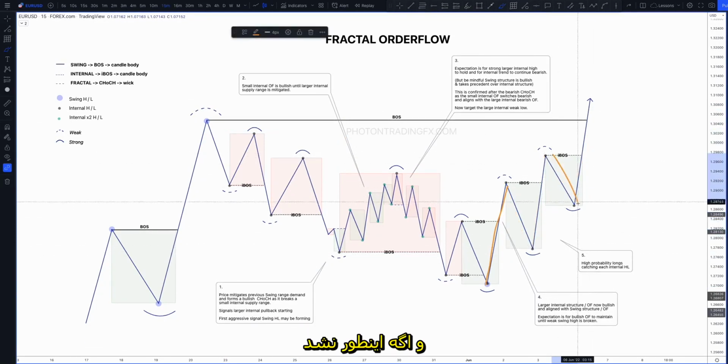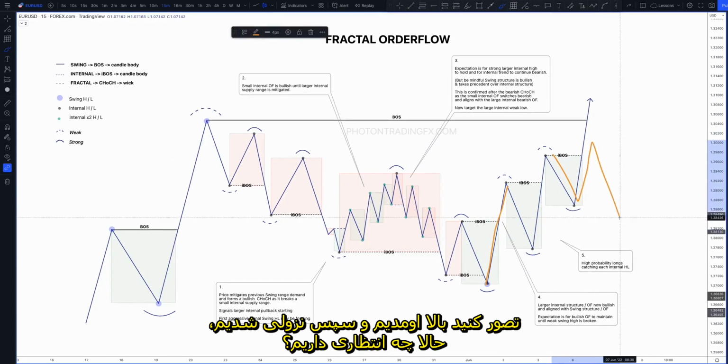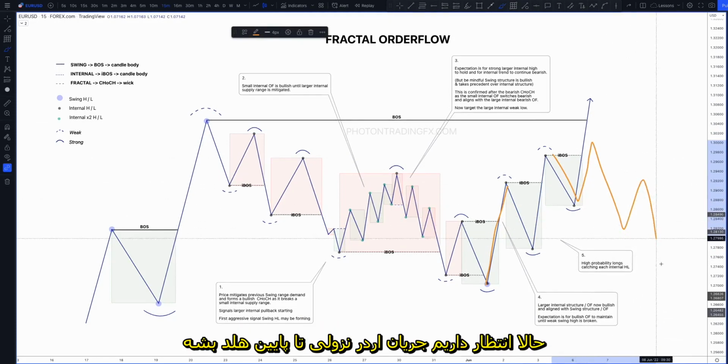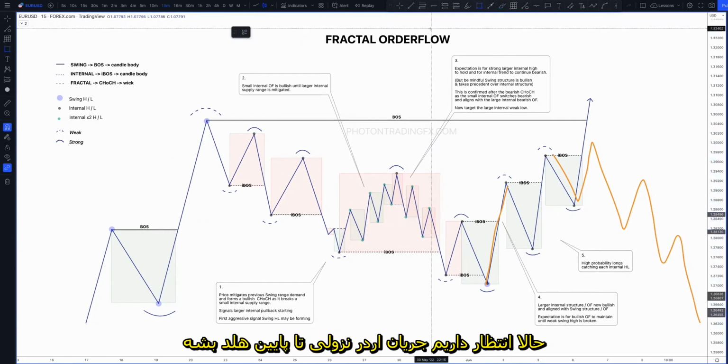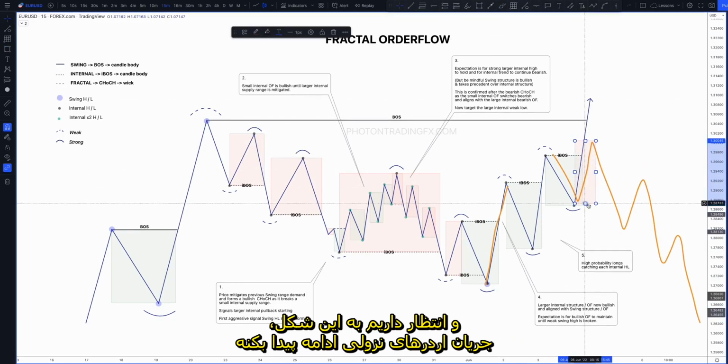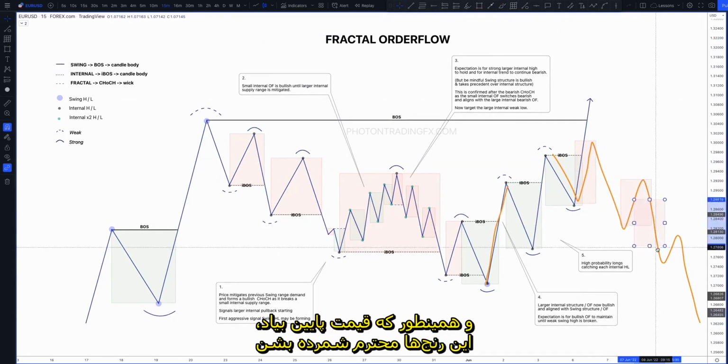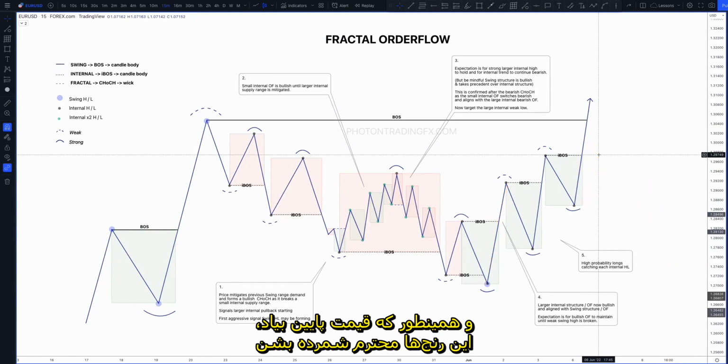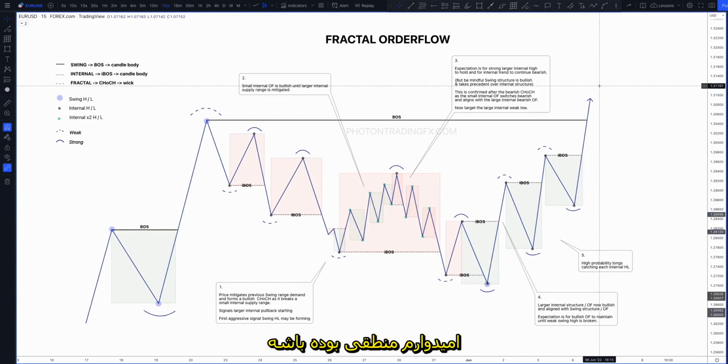And likewise, if it didn't, imagine if we came up and then we switched bearish, then what would you expect? Then we would expect bearish order flow to hold until the downside, right? And we can draw those on as supply ranges. So you just expect that bearish order flow to continue, and it will keep being respected and respected until it goes all the way down. So hopefully that should make sense.